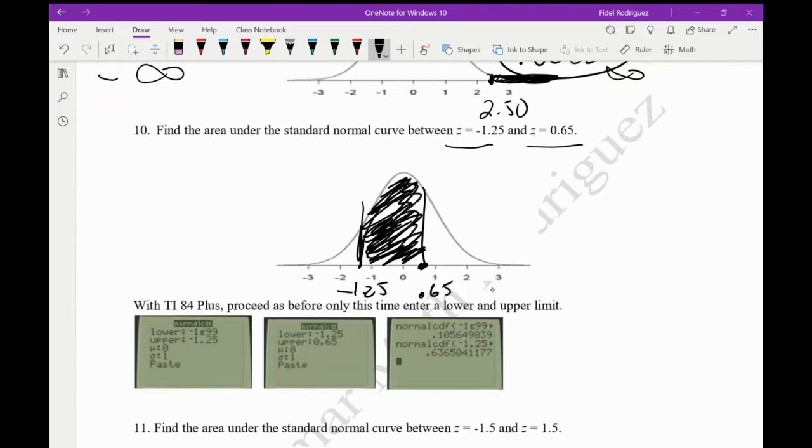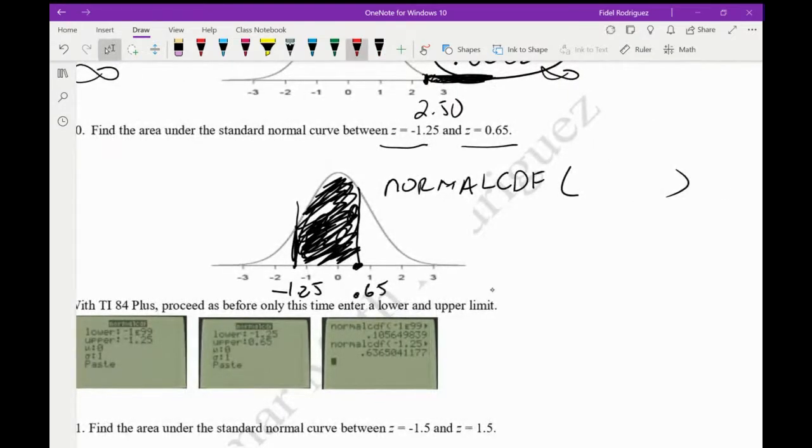So the reason why I always do this part showing you all the picture is because when I show you the picture, I can figure out when I'm using my normal CDF, what are my lower numbers and what are my upper numbers? So looking at this right here, it tells me my lower number is a negative 1.25, and my upper number is a 0.65. And so I'm just going to do this on my calculator. I'm just going to do it on the app real quick here.